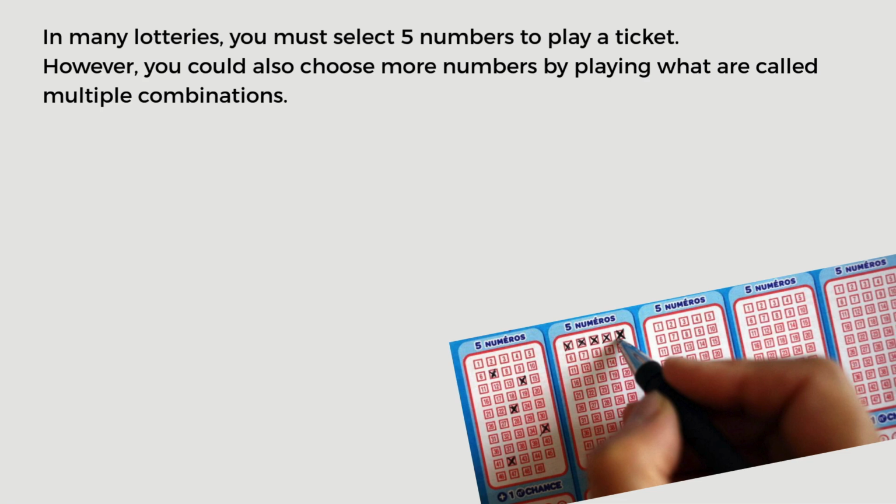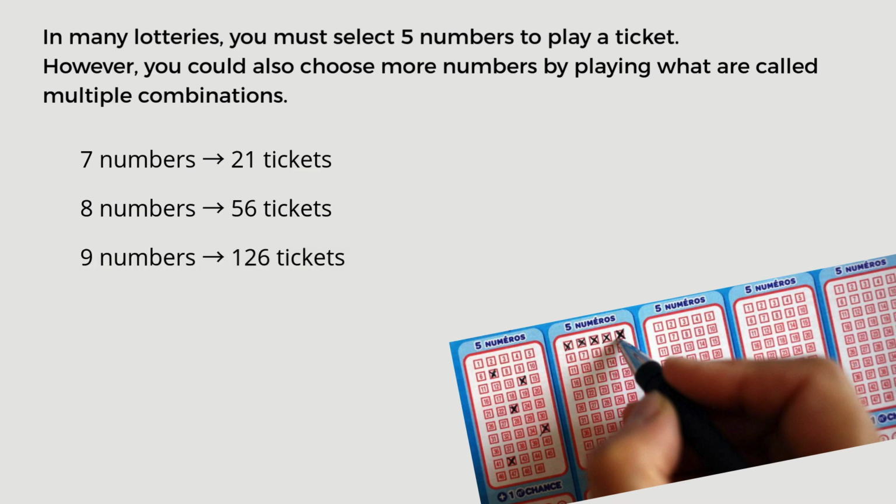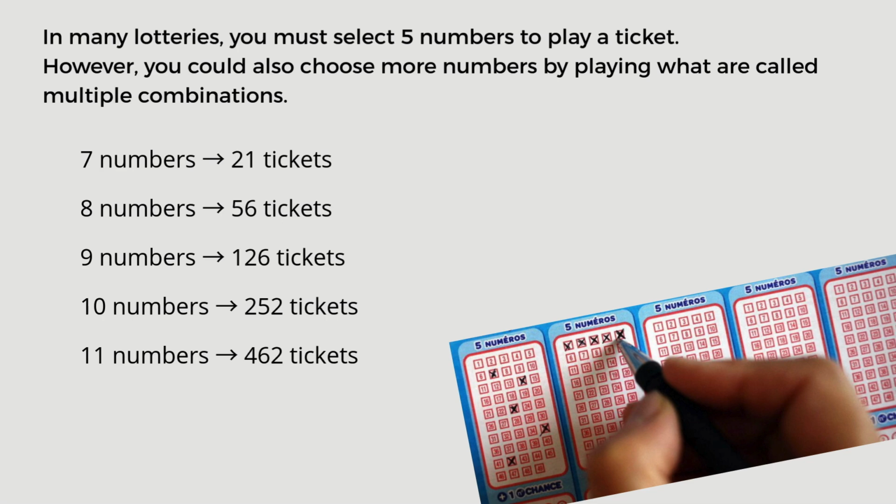In many lotteries, you must select 5 numbers to play a ticket. However, you could also choose more numbers by playing what are called multiple combinations, which means playing all possible combinations from a selected group of numbers. For example, 7 numbers would require 21 tickets, 8 numbers, 56 tickets. As you can see, covering all these combinations would take a lot of time and would also be very expensive.